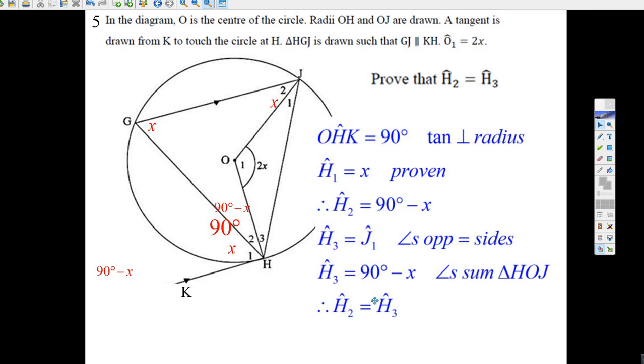Okay, well, there it is, all proven and done in a pretty good way, I think. Oh, that one's 90 minus x right there, too.